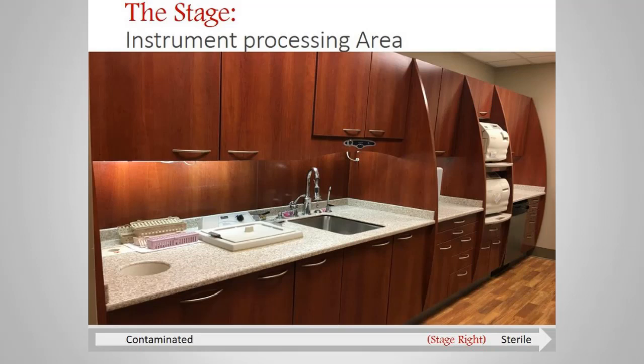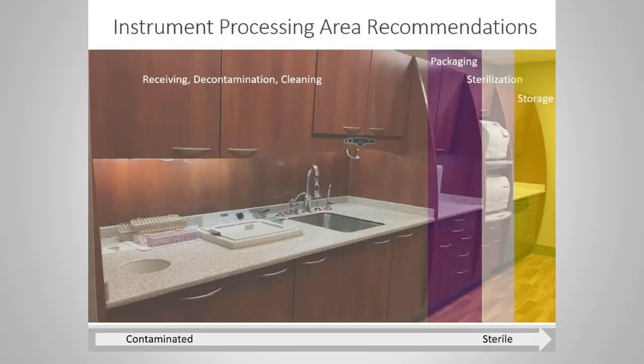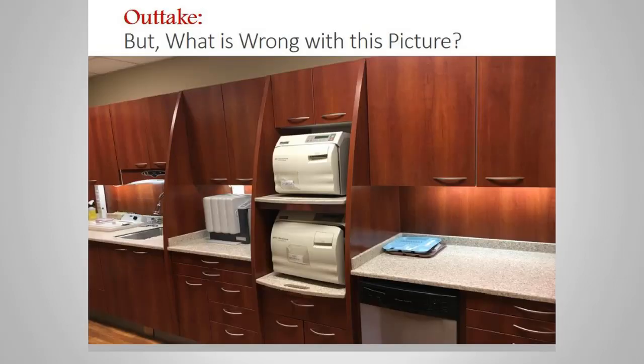So this is the instrument processing area. You can see it is divided up into sections, and the sections include on the left-hand side, receiving, decontamination, and cleaning. The purple area toward the right is for packaging, and then we move on to the sterilization area where this office has 2 autoclaves, and finally on the right-hand side we have an area for storage. But let's look further into this image and see what is going on behind the scenes.